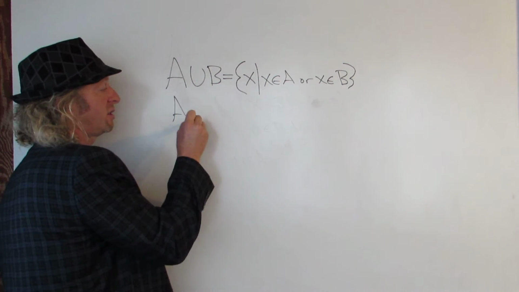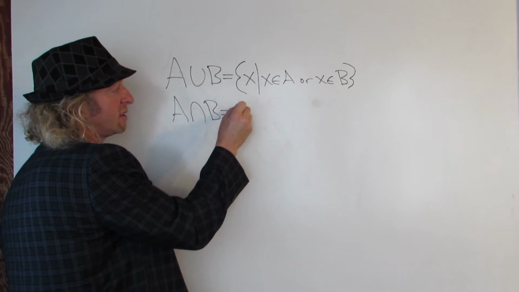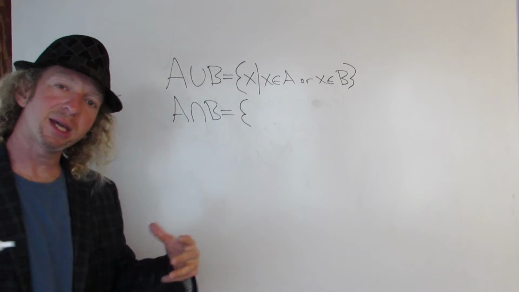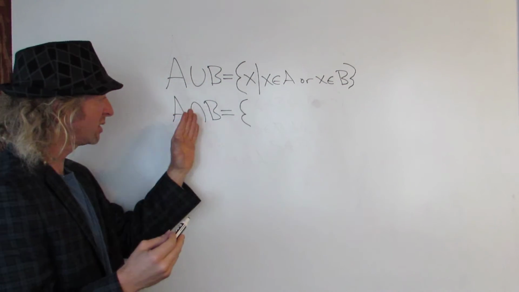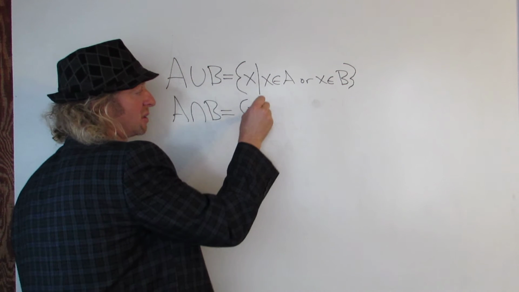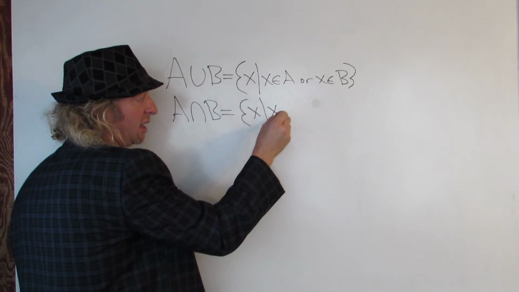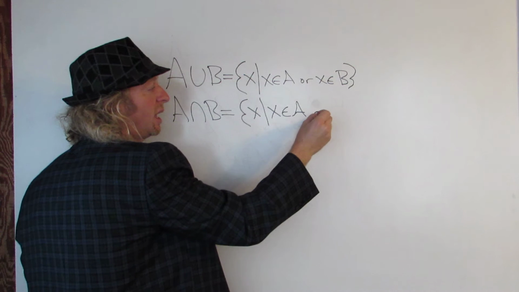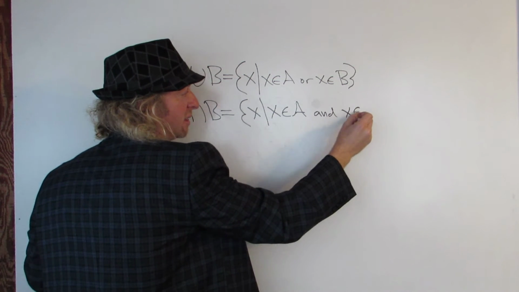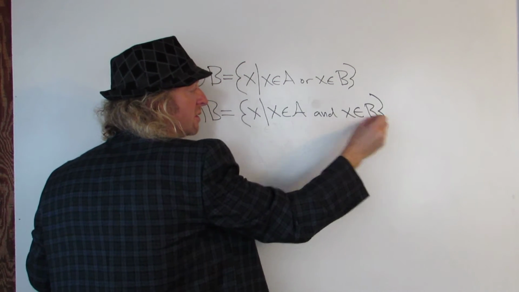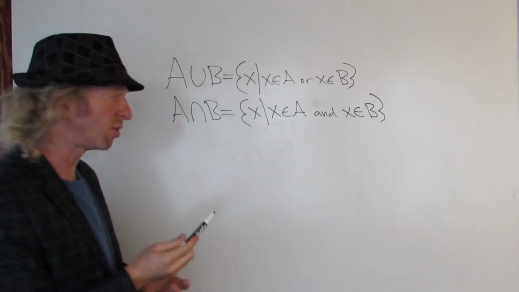Then we have intersections. That's A intersection B. This is what they have in common, everything A and B have in common. So we write A intersection B, and it's the set of all x such that x is in A and x is in B. Again, you've probably seen this before, but this is just a quick recap.